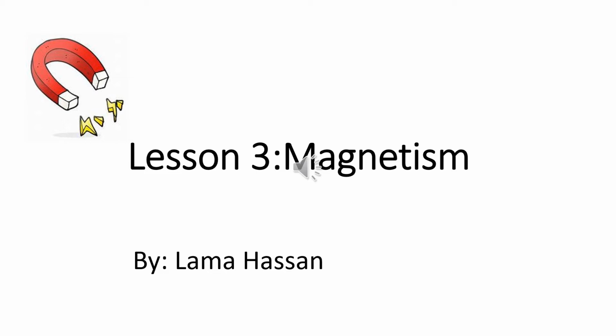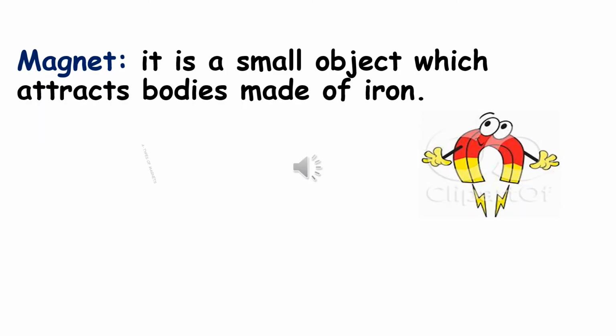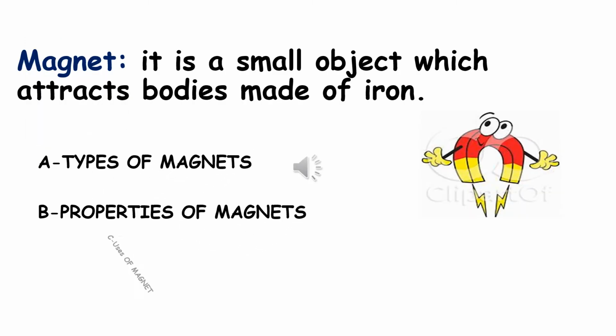Today we will start Lesson 3, Magnetism in Unit 1. Magnet. It is a small object which attracts bodies made up of iron. This lesson is divided into 3 parts.